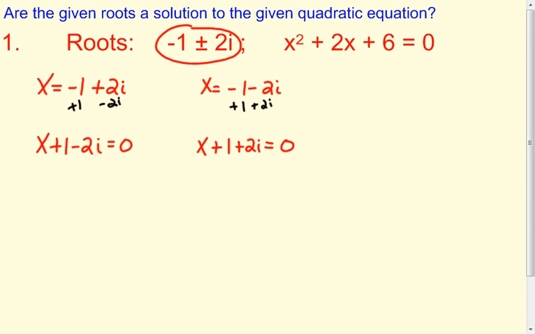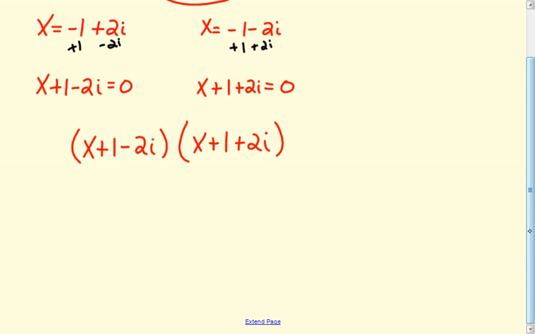Now what you want to do is take both of those factors and multiply them. So I will have x plus 1 minus 2i times x plus 1 plus 2i. Now you get to multiply those out, which means you get to do a lot of distributing. First of all, I am going to take this x and distribute it through. So x times x is x squared. x times 1 is x. And x times 2i is 2ix.